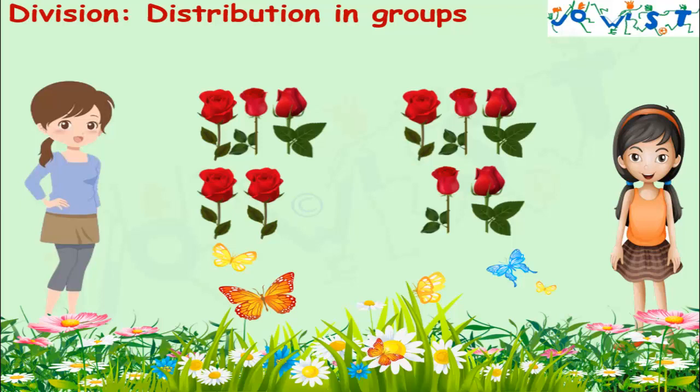So how many flowers did each of them get? Yes, they got 5 flowers each. So what did Priya and Neha actually do? Yes, they divided or shared the flowers equally. Let's understand it in another way. How many flowers were there? Do you remember? Yes, there were 10 flowers.